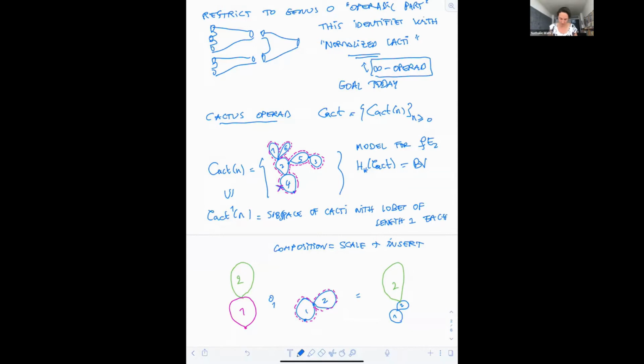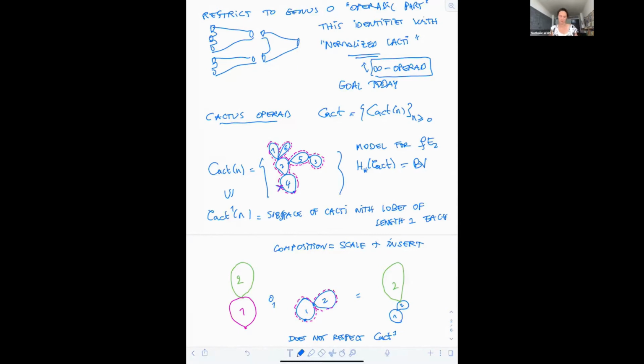Now, if I take a cactus where my lobes at the beginning have the same lengths, and I try to insert another one where the lobes also have this particular length 1, when I do the shrinking, well, I'm going to lose that property, right? So this composition does not respect, does not stay within Cact1, this normalized cacti.